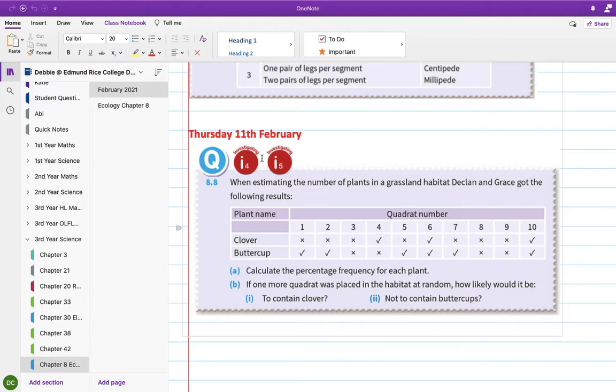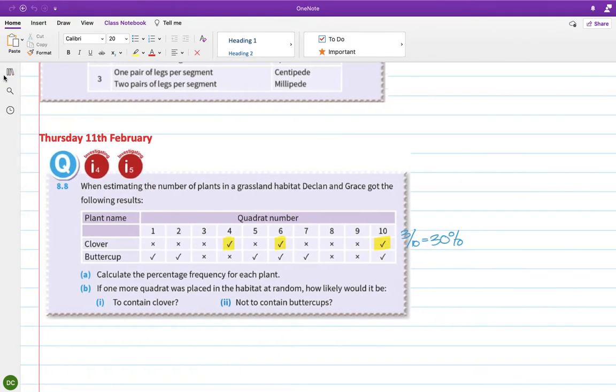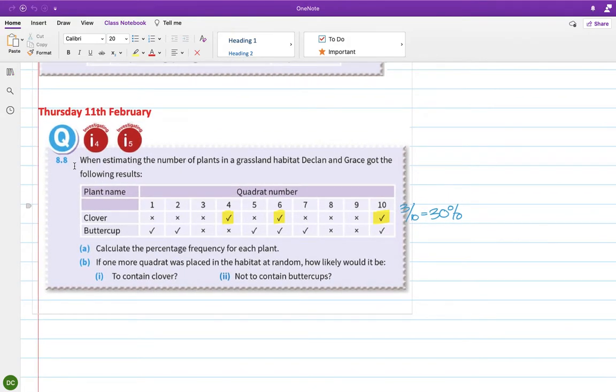So calculate the percentage for each plant. So the clover popped up 1, 2, 3 times out of 10. So that's 30%. And the buttercup 1, 2, 3, 4, 5, 6 times out of 10. So that is 60%. So that's part A.